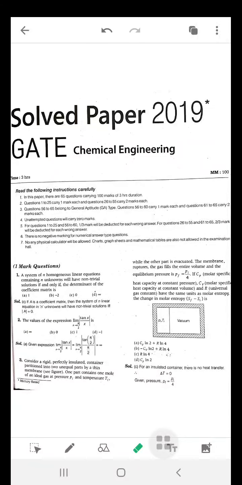The first question is: a system of n homogeneous linear equations containing n unknowns will have a non-trivial solution if and only if the determinant of the coefficient matrix is, and the options are 1, -2, 0 and infinity. As you can see, this question is from mathematics, from the topic of matrix. So this is a conceptual, concept-based question.